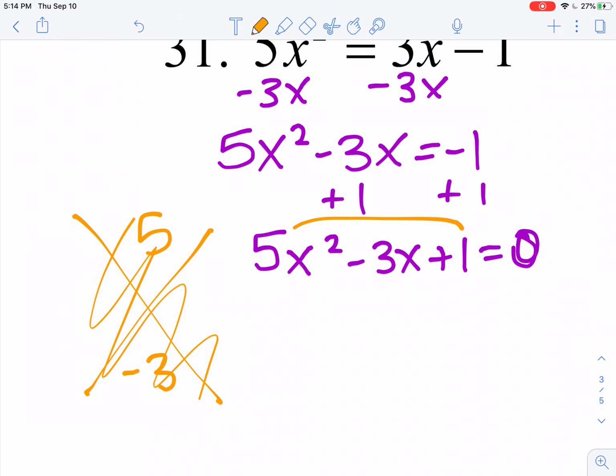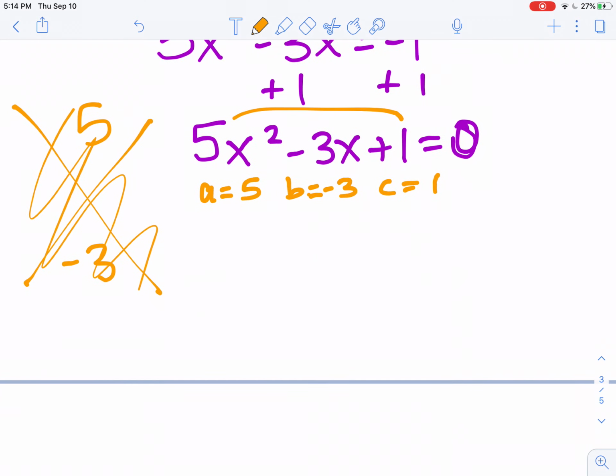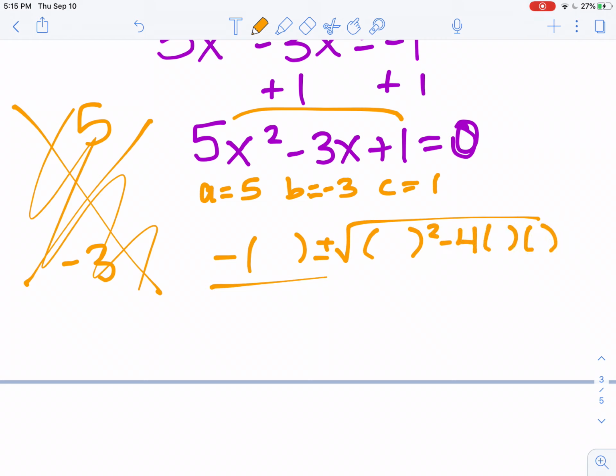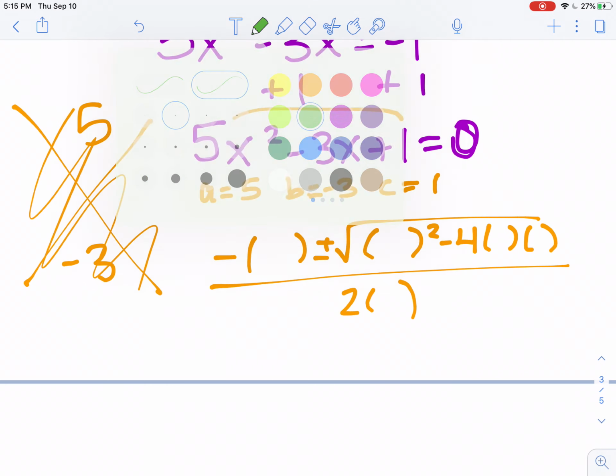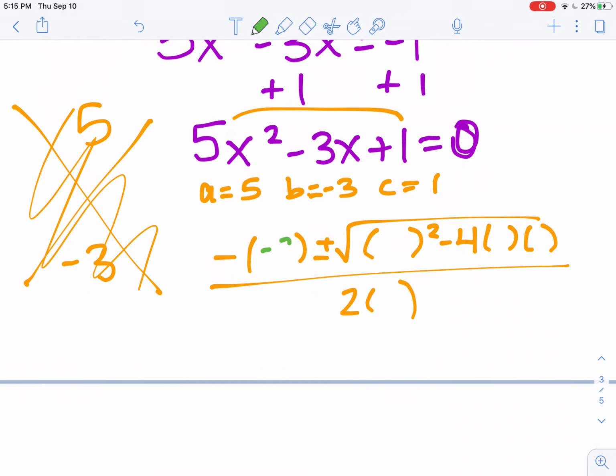It's already in standard form, so I can say a is 5, b is negative 3, and c is 1. And I'm going to write out the bare bones. So we get negative b plus or minus the square root of b squared minus 4ac all over 2a. All right, so now I'm going to plug in a, b, and c where they go. So it's b, a, c, a.